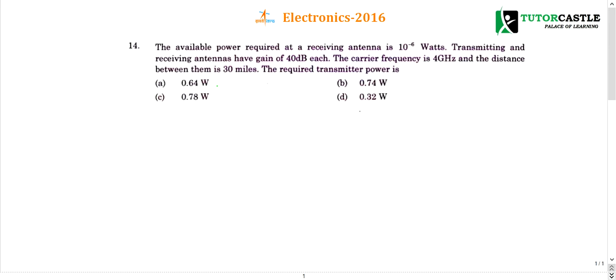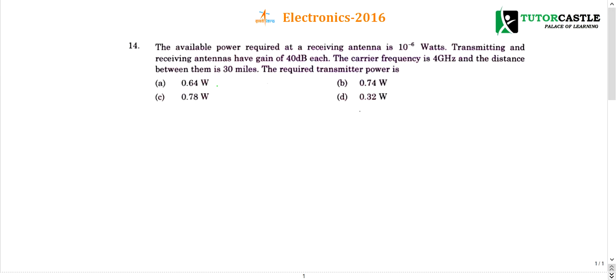Question number 14. The available power required at the receiving antenna is 10 power minus 6 watts. Transmitting and receiving antennas have a gain of 40 dB each. The carrier frequency is 4 GHz and the distance between them is 30 miles. The required transmitted power is dash.